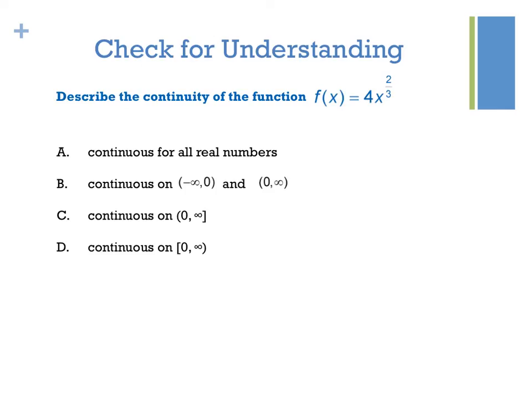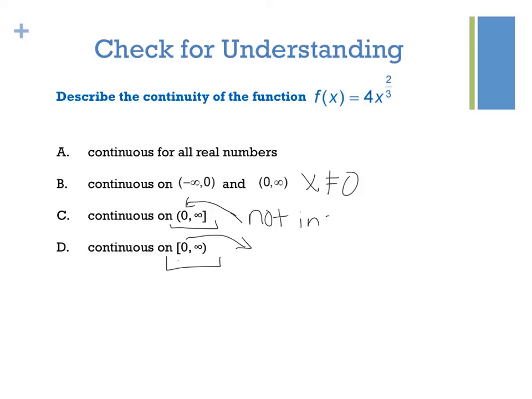All right, to check your understanding here, you're asked to describe the continuity of the function f of x equals 4x to the positive 2/3. You have 4 choices for your answer. A is continuous for all real numbers, which would be continuous from negative infinity to infinity. Is it continuous from negative infinity to 0 and 0 to infinity, implying that x cannot equal 0? Is it continuous from 0 to infinity? Does the graph only exist from 0 to infinity? And also continuous from 0 to infinity. Now, the difference between these two is that 0 is not included in this interval, and 0 is included in this interval.